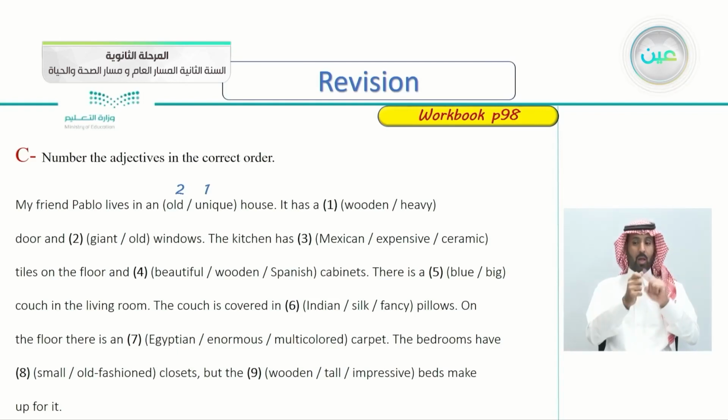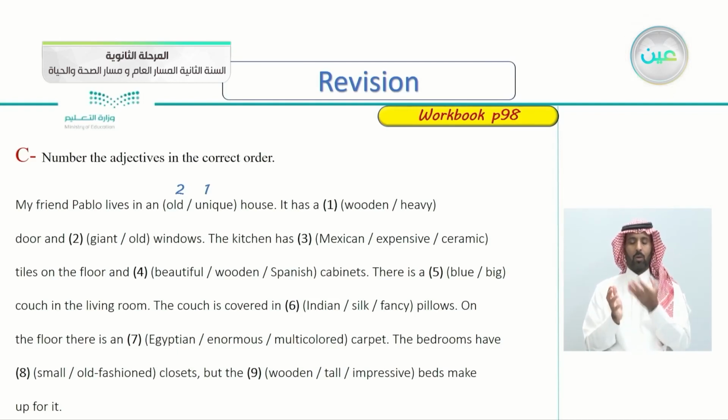If you remember the grammar, how do we describe something using more than one adjective? How do we put the order of the adjectives? So now we want to number the adjectives in the correct order. The first one is already done for you. My friend Pablo lives in an old, unique house. It has a wooden, heavy door. So the first one is already done for you. So it's a unique old house.